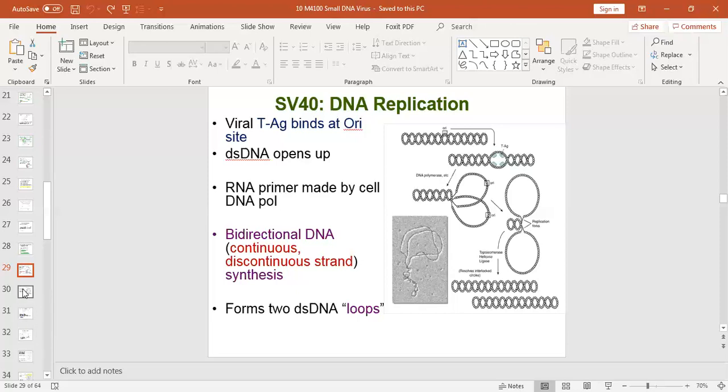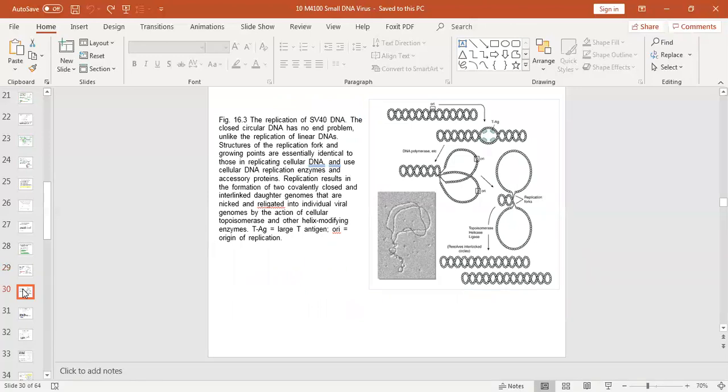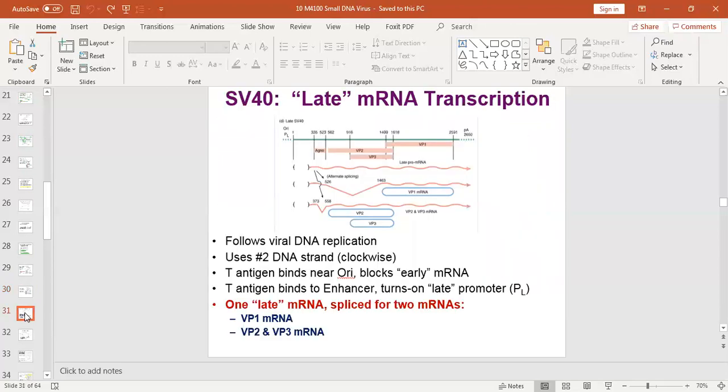Moving to slide number 30, it's basically a little bit of a description of what I just mentioned regarding replication of SV40 DNA. Slide number 31, after DNA replication, we have late mRNA transcription. Late mRNA transcription follows viral DNA replication.